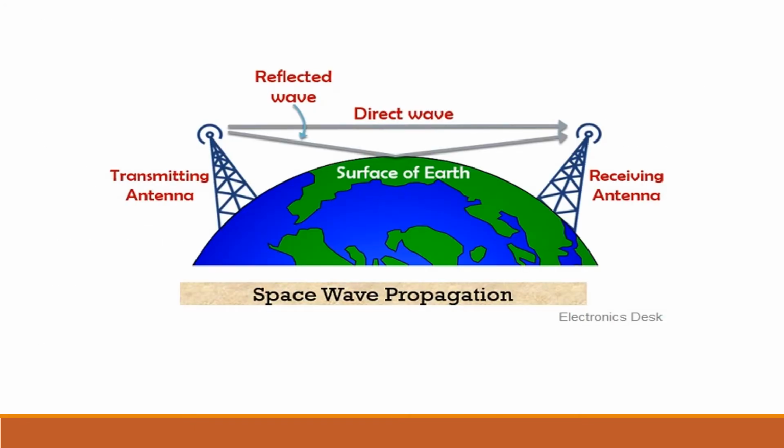This diagram shows the space wave propagation. Here two antennas are given. One is a transmitting antenna and another one is a receiving antenna. When the waves are directly transmitted to the receiving antenna as shown in the straight line, those waves are called direct waves, and other waves are reflected from the surface of the earth and move towards the receiving antenna, those waves are called reflected waves.